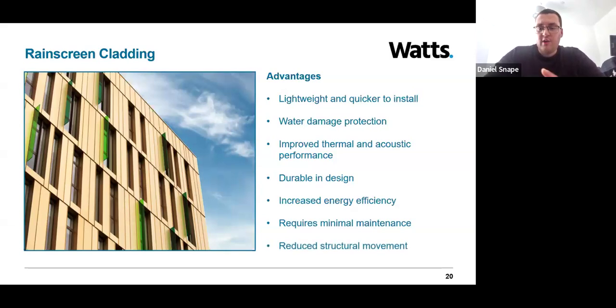Then I guess the final reason that I wanted to summarise was reduced structural movement. So the air cavity within this system basically allows for maintaining a more stable temperature in the building envelope. So what does that mean? It basically means that it prevents the risk of cracks and other structural issues. Since the structure is not subject to extreme temperature changes as a result of that cavity, it is less liable to suffer expansion or contraction movements.